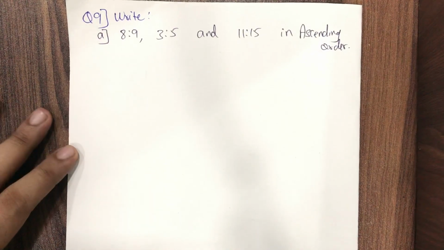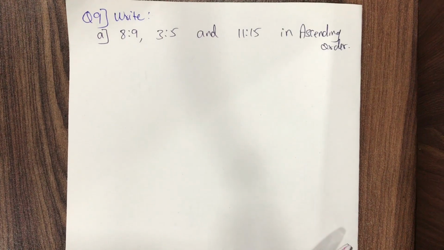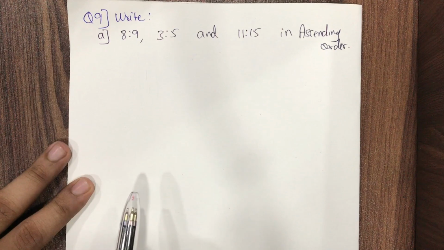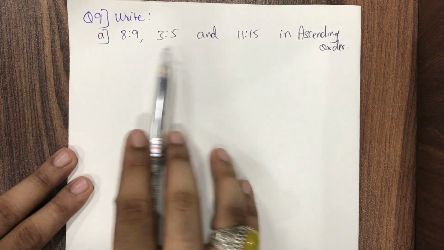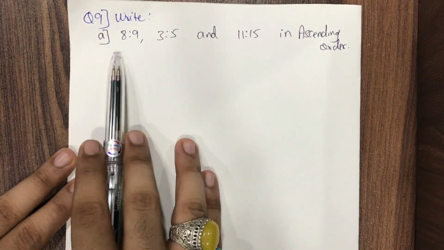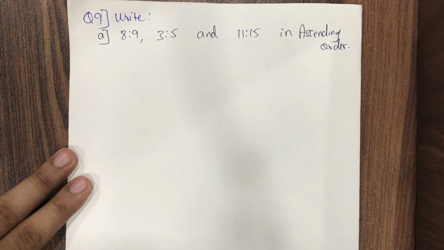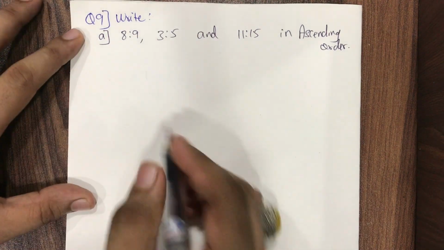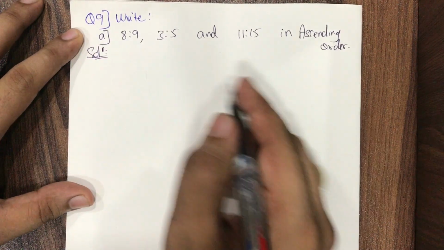Now students, I'm solving question number 9 of your textbook. Sub question A: 8 is to 9, 3 is to 5 and 11 is to 15 in ascending order. It's exactly the same as what we did. That's the reason I'm solving question number 9 here. Sub question B is just the descending order, which you will solve in homework. So now starting with ascending order. Whenever ratios are given and it's asked to arrange in ascending order, how to do it? Let's start, students. The first step in the solution is to convert these ratios into fractions.